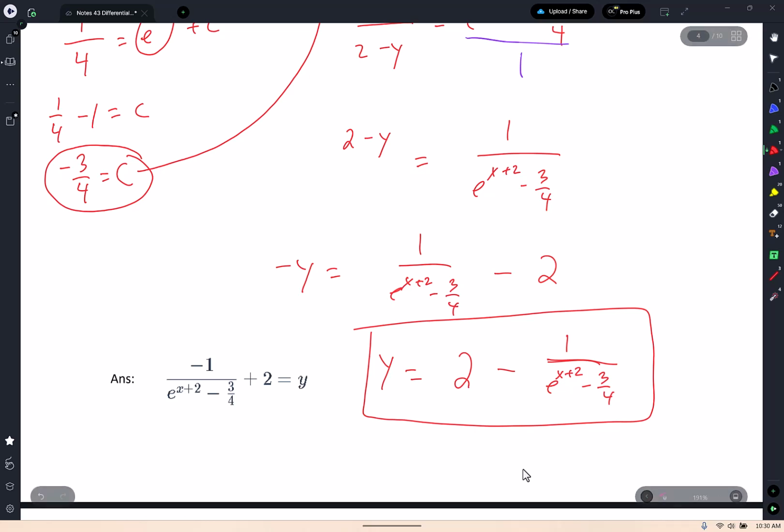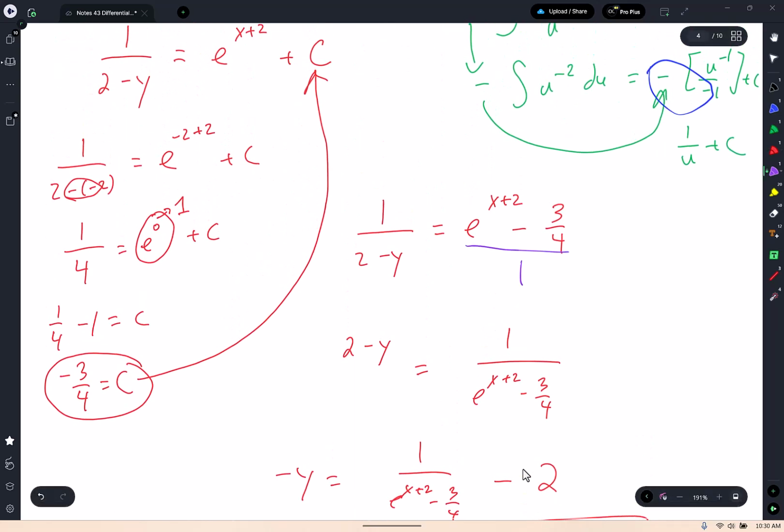In case you're wondering what I was tempted to do, I was tempted to go 4 over 4 like this and make one nice little fraction: 4 over e to the x plus 2 minus 3, all over 4. Do you guys see what I wanted to do? But I didn't do that.